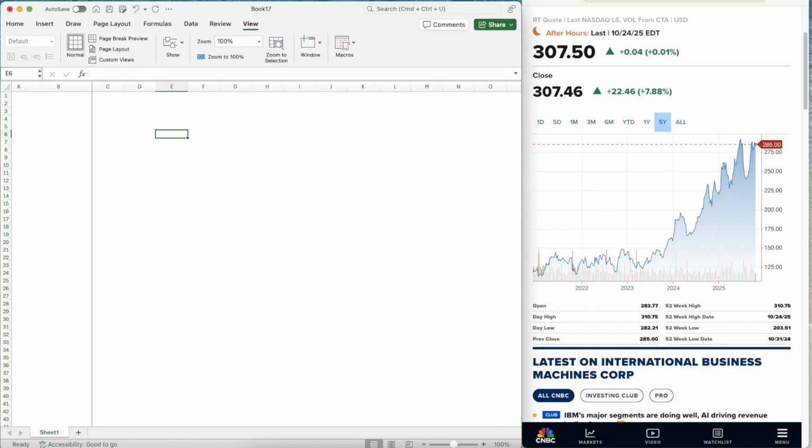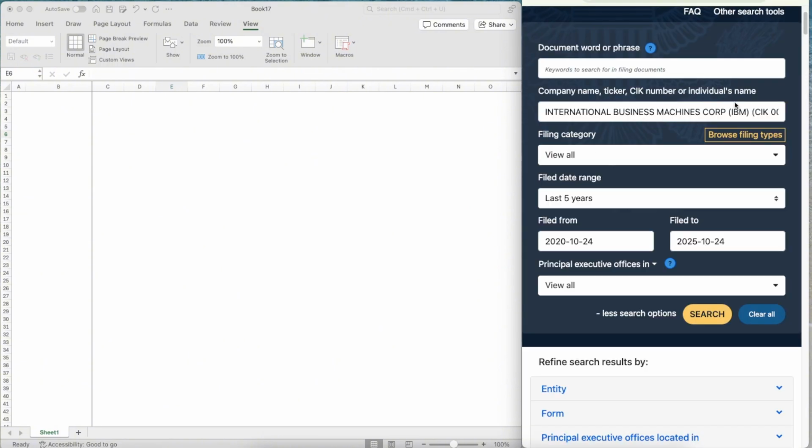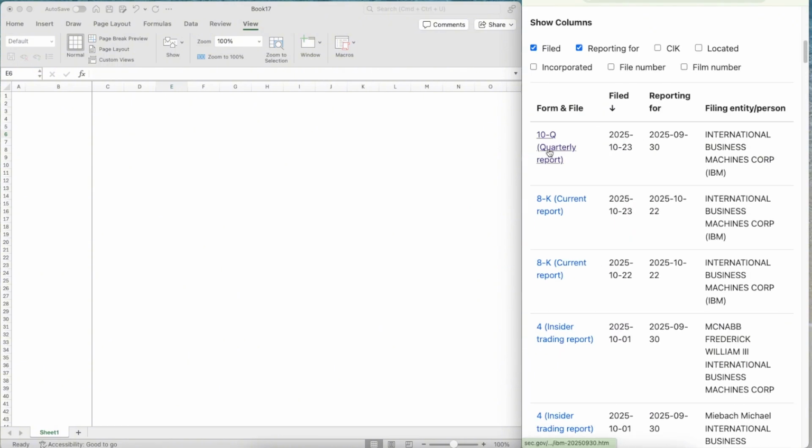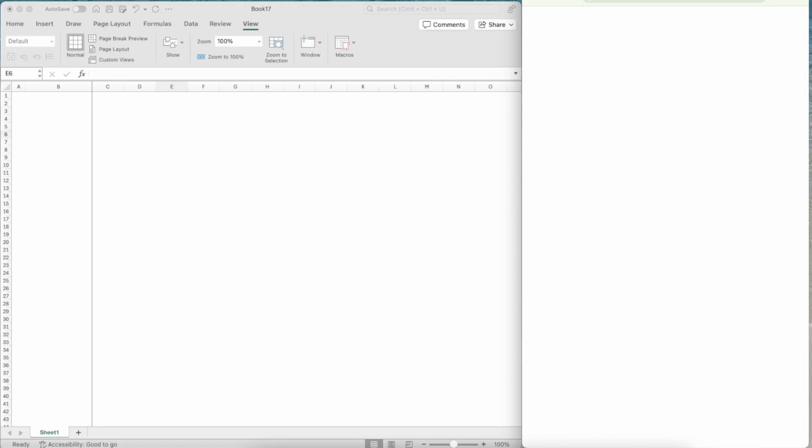And to get the financial statements, you go onto the SEC website, search for IBM. It was posted on the 23rd of October, so it's at the top there. Open that one. Annoyingly, the 10K is not on here. You can't find the actual financial statements.